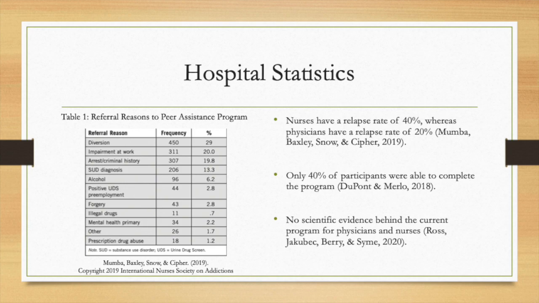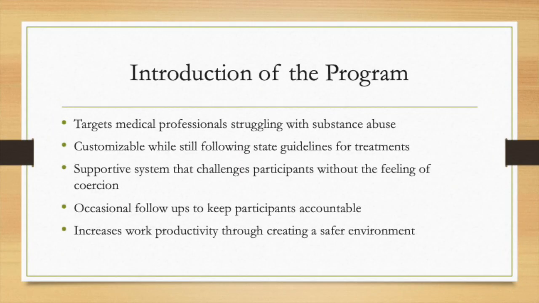Not only that, nurses have a relapse rate of 40%, physicians have a relapse rate of 20%, and only 40% of the participants were able to complete the program. And from recent studies done on the current form of chemical dependency program, the regimen used for nurses and physicians isn't supported by scientific evidence. At this point in the presentation, the need has been established through the collection of statistics and evaluation of the current situation. Now with the needs established and the EAP on the same page as the presenter, the program can be introduced as a solution to the hospital's problem.